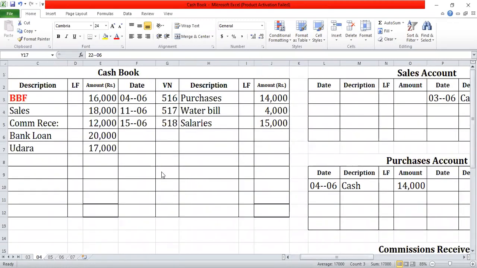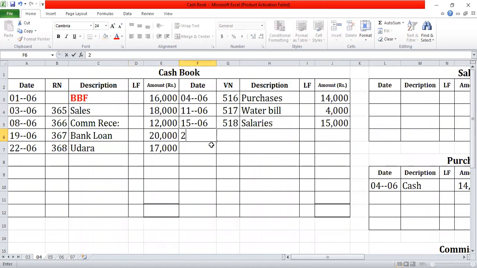Now, let's update the next transaction. Next one, 28th of June. 519 is the voucher number. We have paid Kumudu. Kumudu is a creditor. That is why we have to pay, right? How much have we paid? We have paid her 13,000. Cash book credit. Why? Cash is an asset. When we make the payment, cash decreases, asset decreases, a credit.